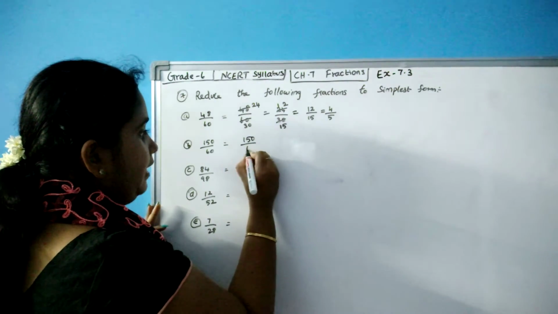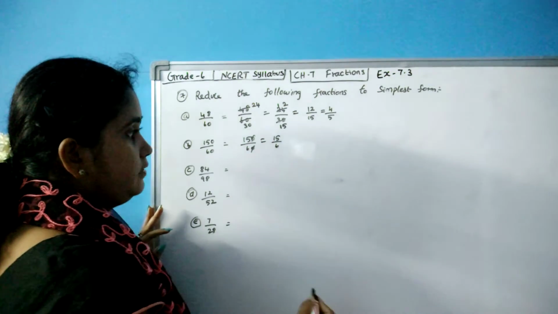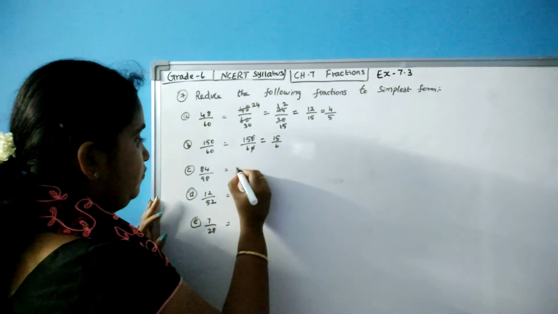150 by 60. I am cancelling the zeros. I am getting 15 by 6. 15 and 6 will go in any table? No. So 15 by 6 is the simplest form.